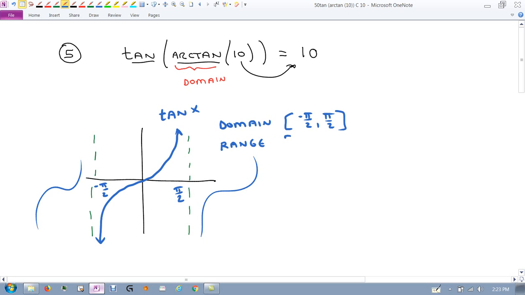So the range is, that should be parentheses, negative infinity to infinity, meaning that the outputs, the y values that come out of this, go from negative infinity to infinity. So that's our domain and range.